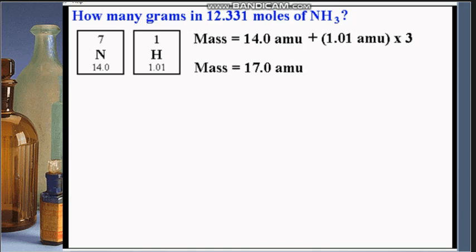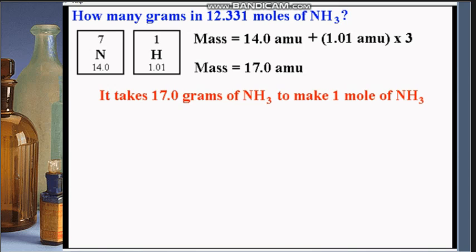Well, the mass in AMU also tells you how many grams it takes to make a mole. So the fact that NH3 has a mass of 17.0 AMUs also tells you it takes 17.0 grams of NH3 to make 1 mole of NH3. So that's our conversion relationship. 1 mole of NH3 is the same as 17.0 grams of NH3.